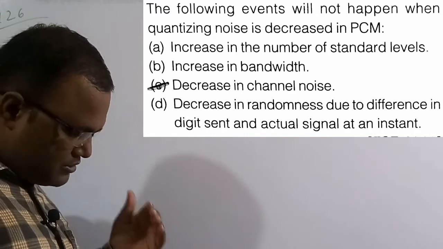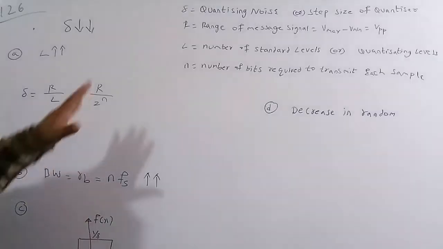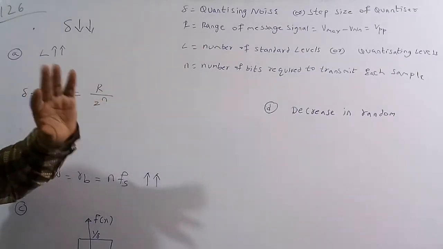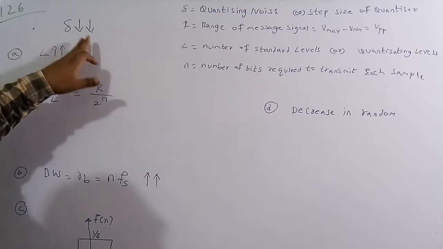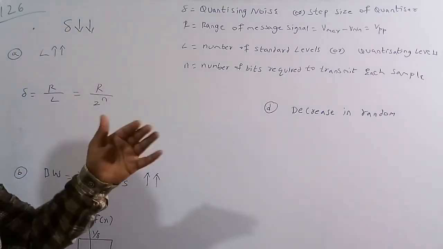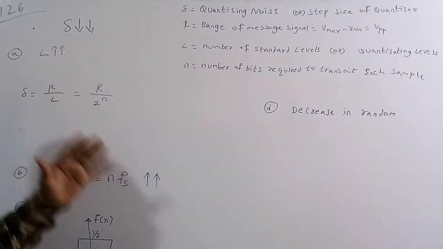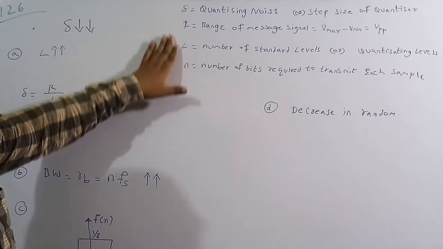Now we will discuss each and every option in detail. In this question, delta is nothing but the quantizing noise power. When this quantizing noise power decreases, we will discuss in detail what will happen and what will not happen for each option. Before I solve this, let me explain what these variables are.